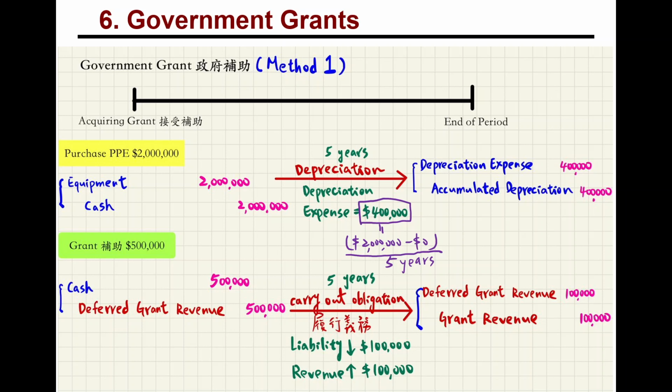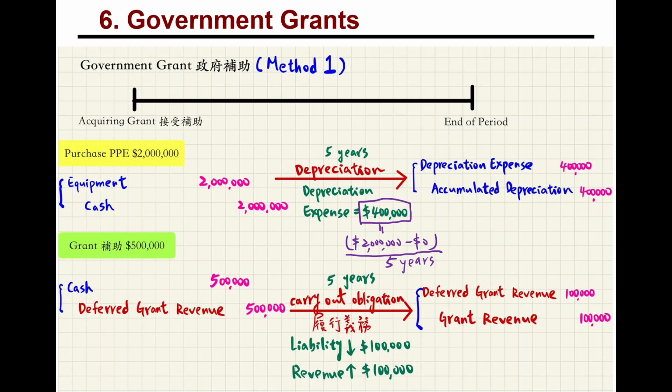How about your liability? Don't forget we use the matching principle, 配合原则. So what does it mean? We use the same method to allocate our liabilities. So what's the same method? Straight line. Divided by 5 years because with the matching principle we use the same method as our equipment. So $500,000 divided by 5 years, straight line method, so each year $100,000. So you did your job. Your liability decreases at the same time you earn your revenues, grant revenue.